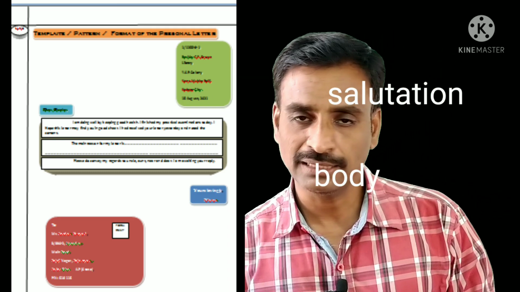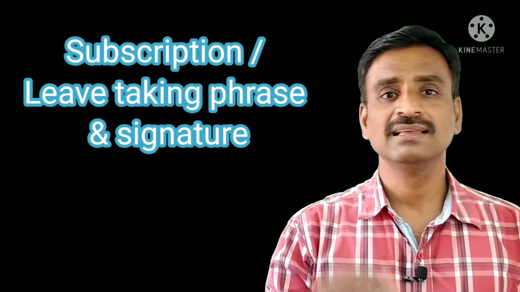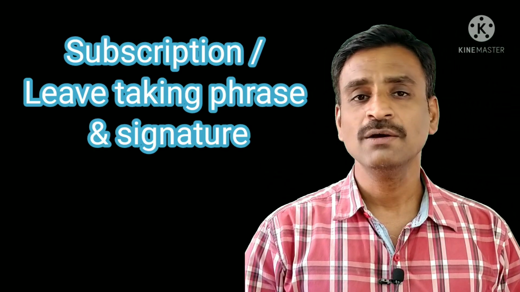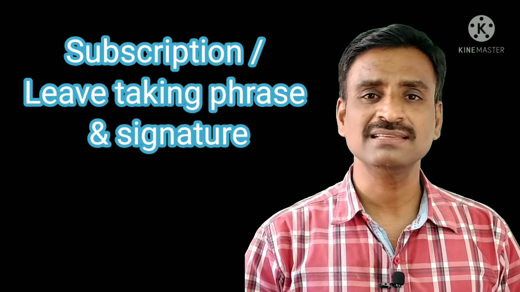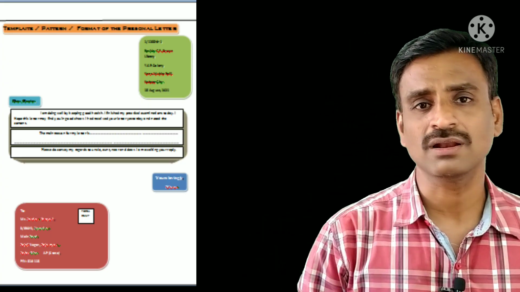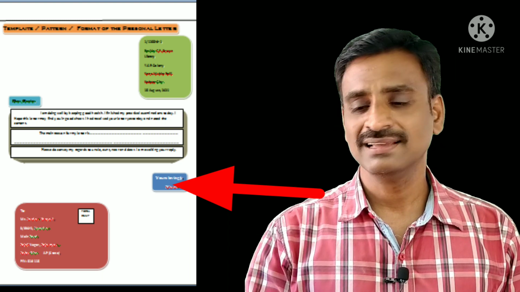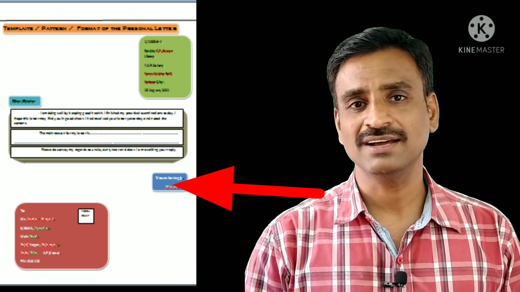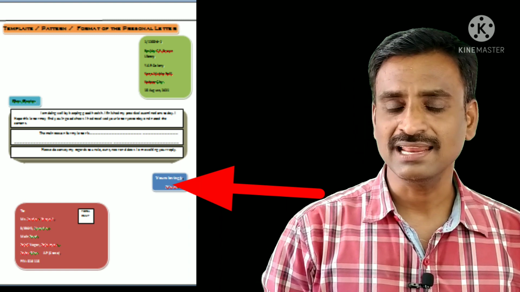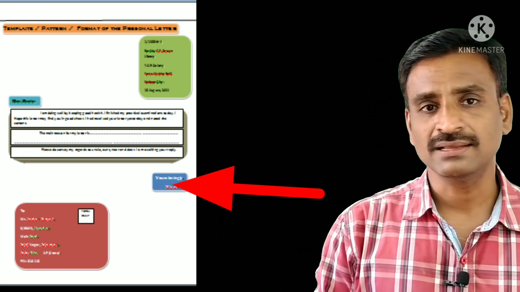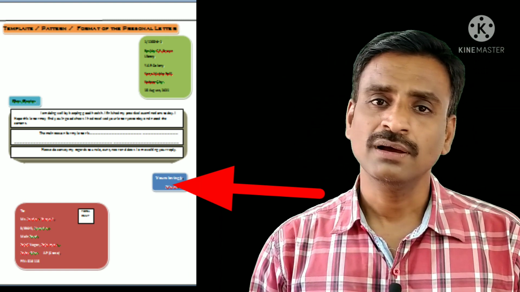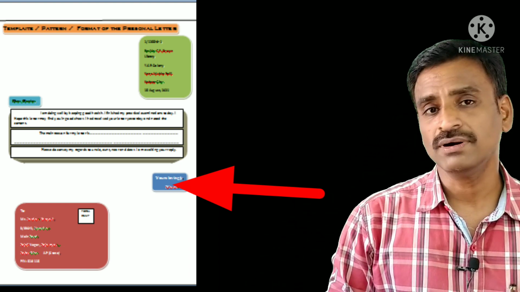Then move on to the fourth important category, that is subscription. What is meant by subscription? Subscription is nothing but writing at the bottom of a letter. We write it at the right side, bottom corner of the page. Subscription is otherwise called leave taking and signature. It includes that you need to take leave of the receiver in a polite manner.